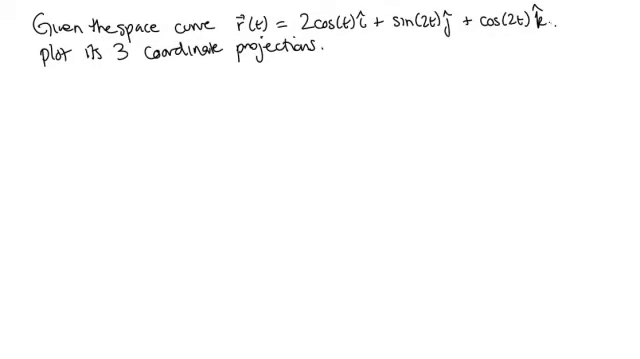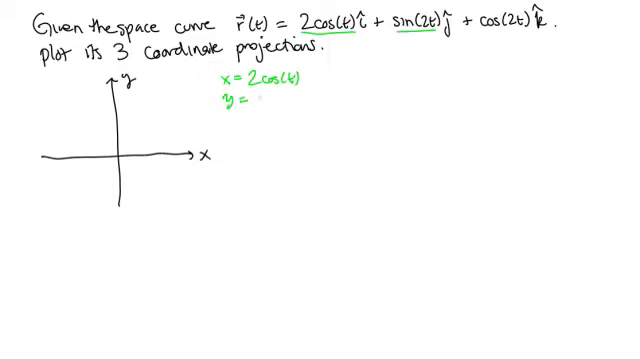Given the space curve r of t equals 2 cosine t i plus 2 sine of 2t j plus cosine of 2t k, plot its 3 coordinate projections. So in other words, those views we get when we stare straight down an axis. So let's plot its xy projection first. What we get if we ignore the z variable. So if we ignore the z variable, we'd only be focusing on the first 2 components of the vector. So x is equal to 2 times the cosine of t, and y is equal to the sine of 2t.